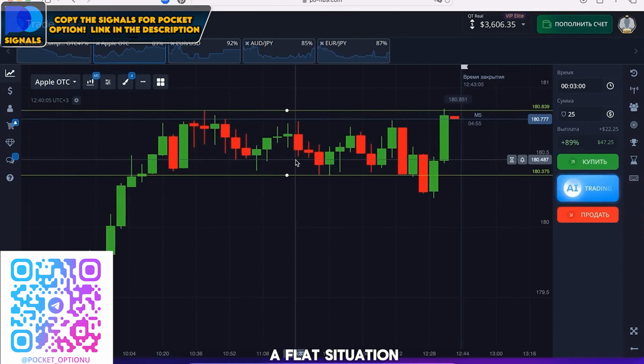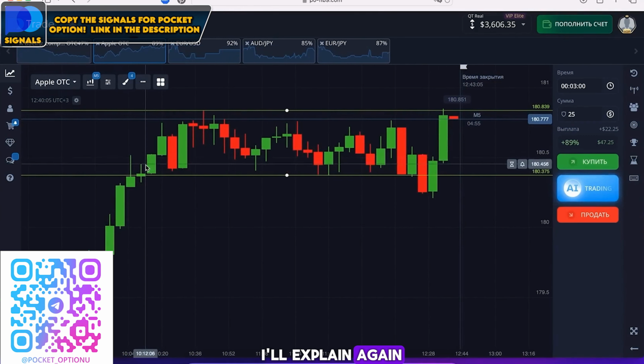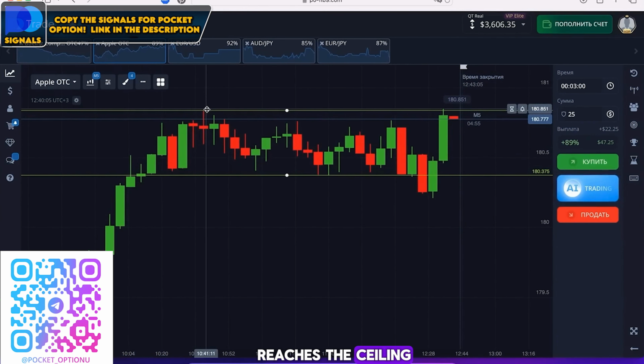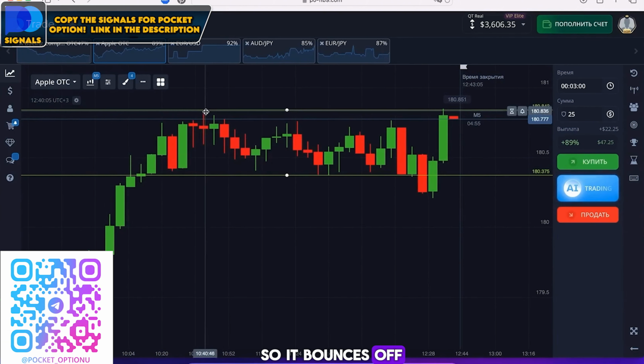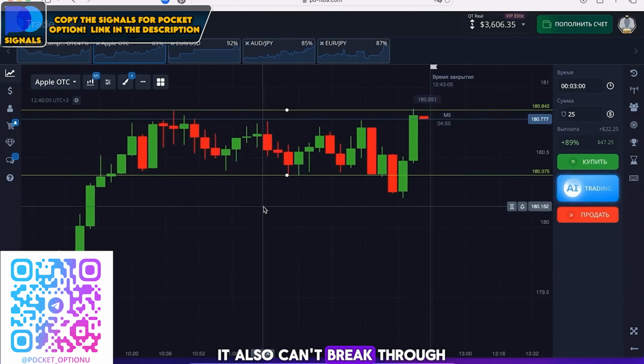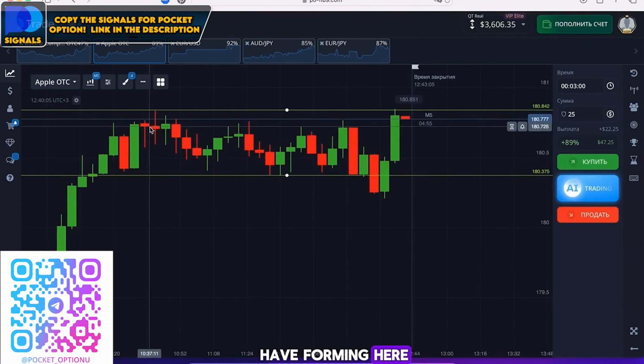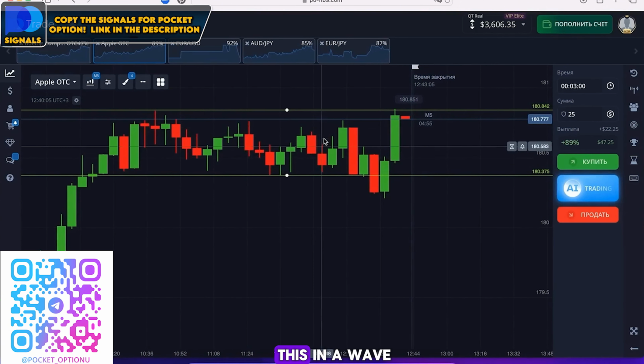What is that anyway? A flat situation, I'll explain again, is when the price reaches the ceiling and it can't break through and go outside, so it bounces off the ceiling down to the floor, and when it falls to the floor, it also can't break through. So what do we have forming here? The price is moving in a zigzag like this, in a wave.